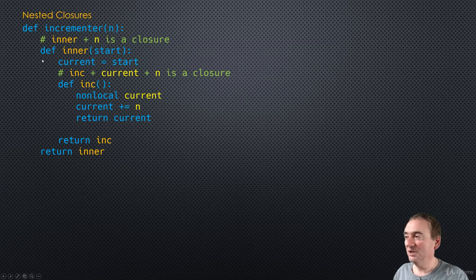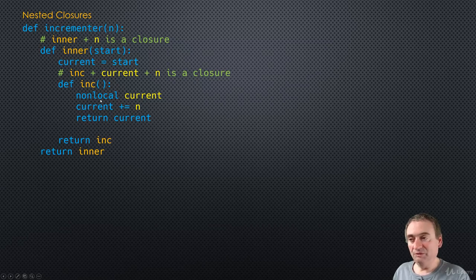And what does incrementer do? It defines inner that itself takes in a parameter start. Okay, so n is local to incrementer, start is local to inner. And here I set current equal to start. That's just because I want to rename that label, just to keep it more consistent, or at least for it to make more sense inside the now nested function below. And the next thing that I do inside inner is I create another function, right?